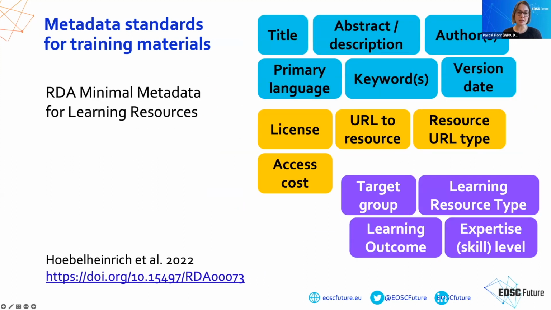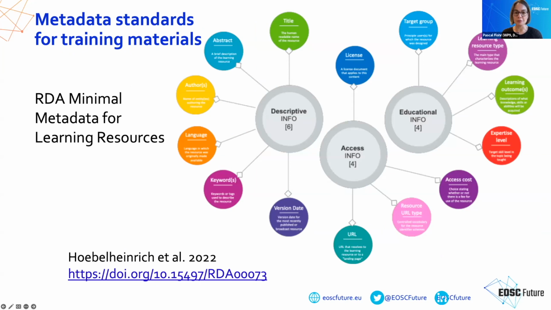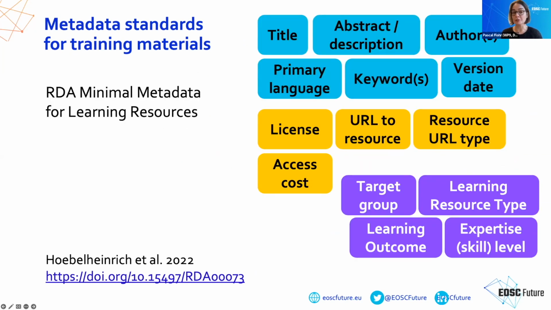So in these same groups, so these are the groups of descriptive information, access information, and educational information. So you can see here what should ideally be the minimal set of metadata. Of course, you can add more, but this should really be there. Ideally, of course, the world is not always ideal.